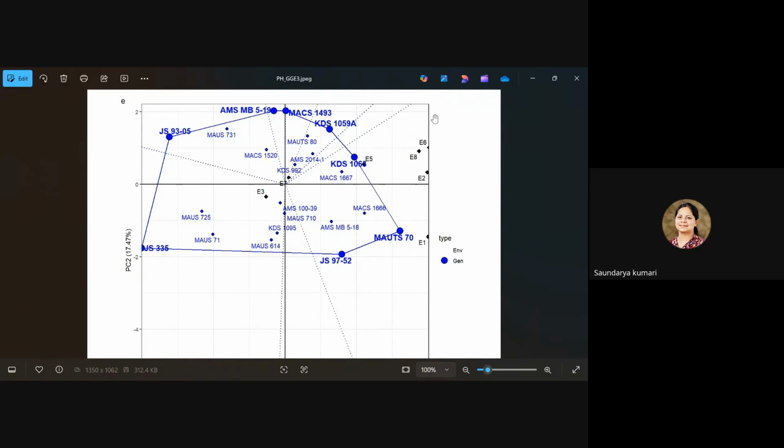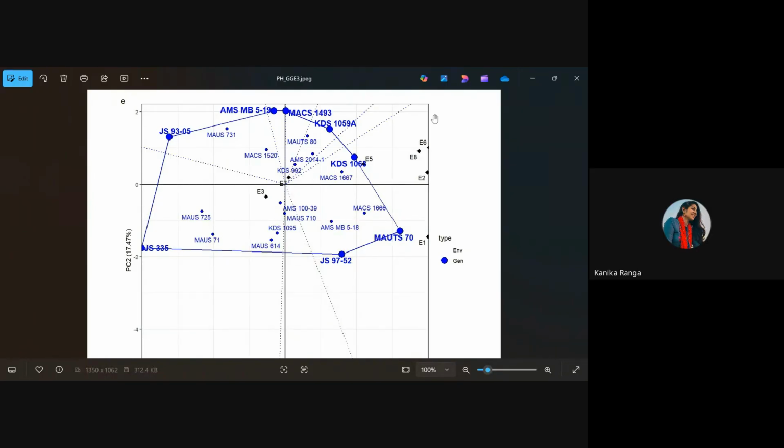And can we say that if a genotype is good for E6, then it will be good for E8 and E2 or not? Yes, but at present genotypes are not there, so we are interpreting with respect to environment. And second question is, how will you interpret E3 and E7?